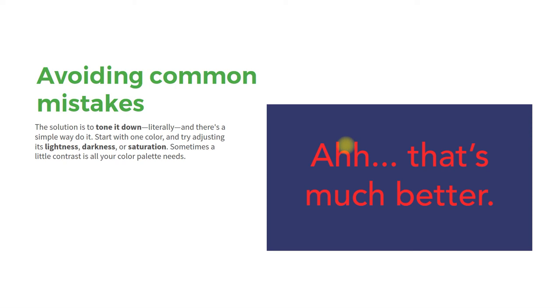Literally, there's a simple way to do it. Start with one color, try adjusting its lightness, darkness, and saturation. Sometimes a little contrast is what your color palette needs. So you can tone down the background so you'll be able to read the text much more comfortably. Do you understand? And you can see, that is what's better.